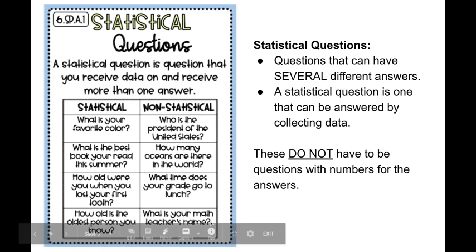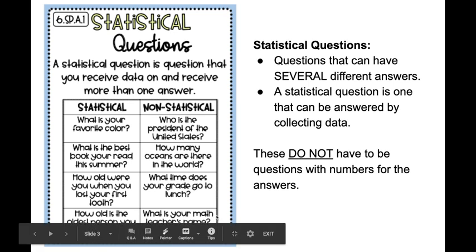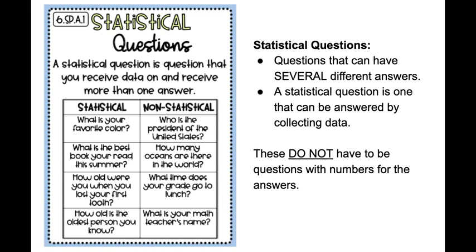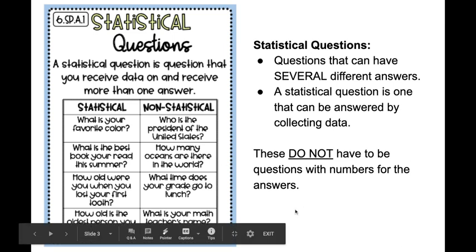Now, imagine I walk around the classroom and I ask different people these questions. These are non-statistical questions because everybody should give me the same answer. There's only one correct answer to each of these questions. Who was the president of the United States? Just one answer. How many oceans are there in the world? Again, there's just one answer. It's a fact. What time does your grade go to lunch? Sixth grade lunch starts at 12:10. What is your math teacher's name? I hope you didn't forget that. It's Miss Carswell.